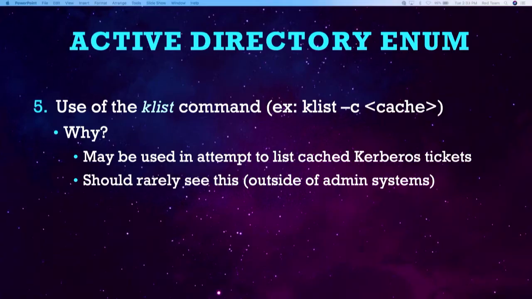Another one, klist. On the Kerberos side, if there are any Kerberos cache files on disk that have been dumped, you can use klist to start listing cached Kerberos tickets, which you could use at some point for Kerberoasting or pass the ticket. So that would be something you could search for as well. I would imagine that you would not see a lot of valid activity in your environment using klist, so that's something you could look for.